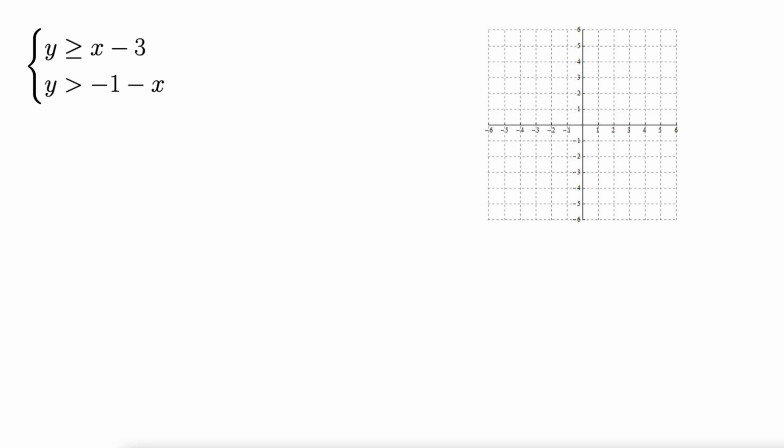Note that these are both of the form y equals mx plus b. And in this form, m is the slope and b is the y-intercept. Well, I guess the bottom one's not quite there yet, is it? Let's fix this up. Let's rearrange it a little bit. This is y greater than negative x minus 1. So I will graph this bottom one in blue and the top one in red.